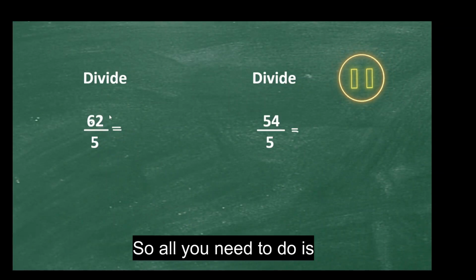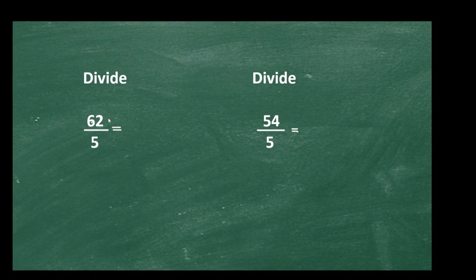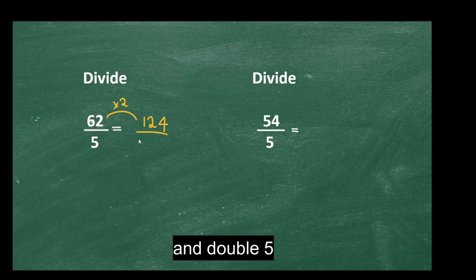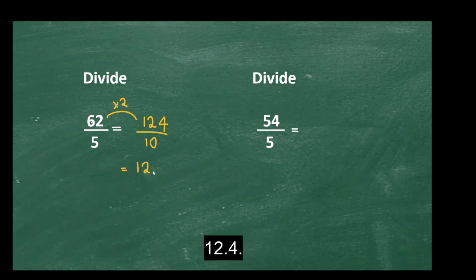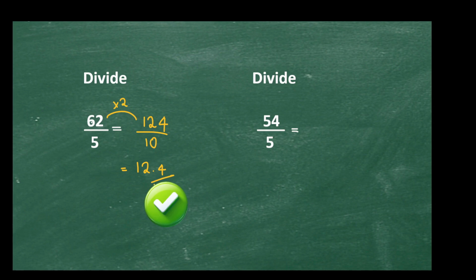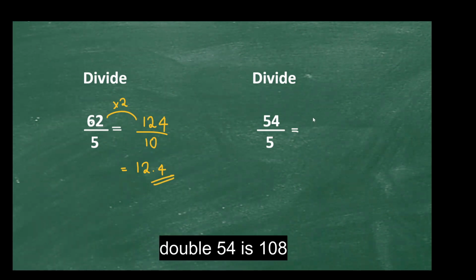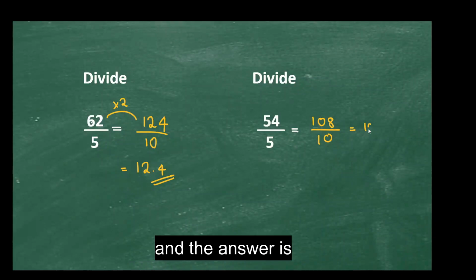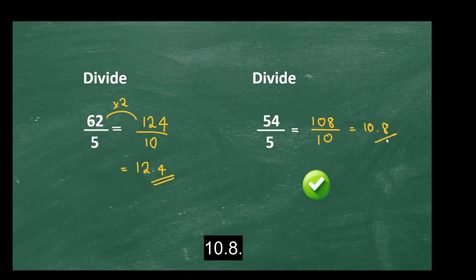So all you need to do is double this. So obviously double 62 is 124 and double 5 is 10. So the answer is 12.4. Second one, double 54 is 108 divided by double 5 is 10, and the answer is 10.8.